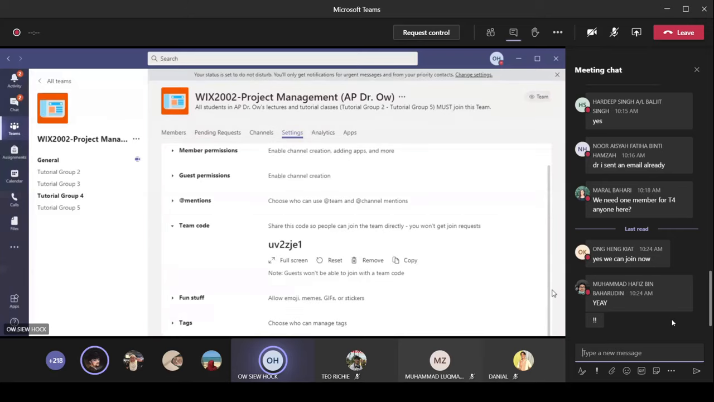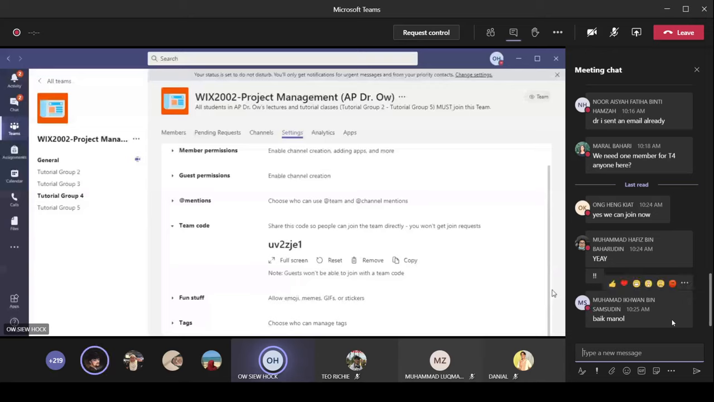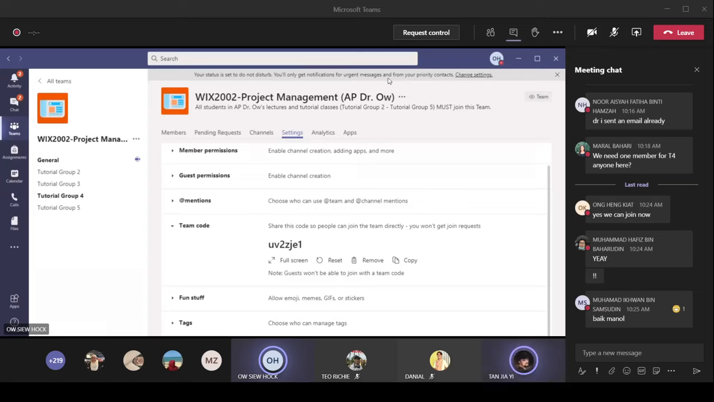I got group 2 until group 5. So you give me some time. By the end of this evening, I will let you know which group you are joining. So the team that does not have the maximum number of students, I will assign. Is that okay? Okay now? Okay, the ones who don't have a project team yet, can you just wait for my email? I will tell you which team you need to join.